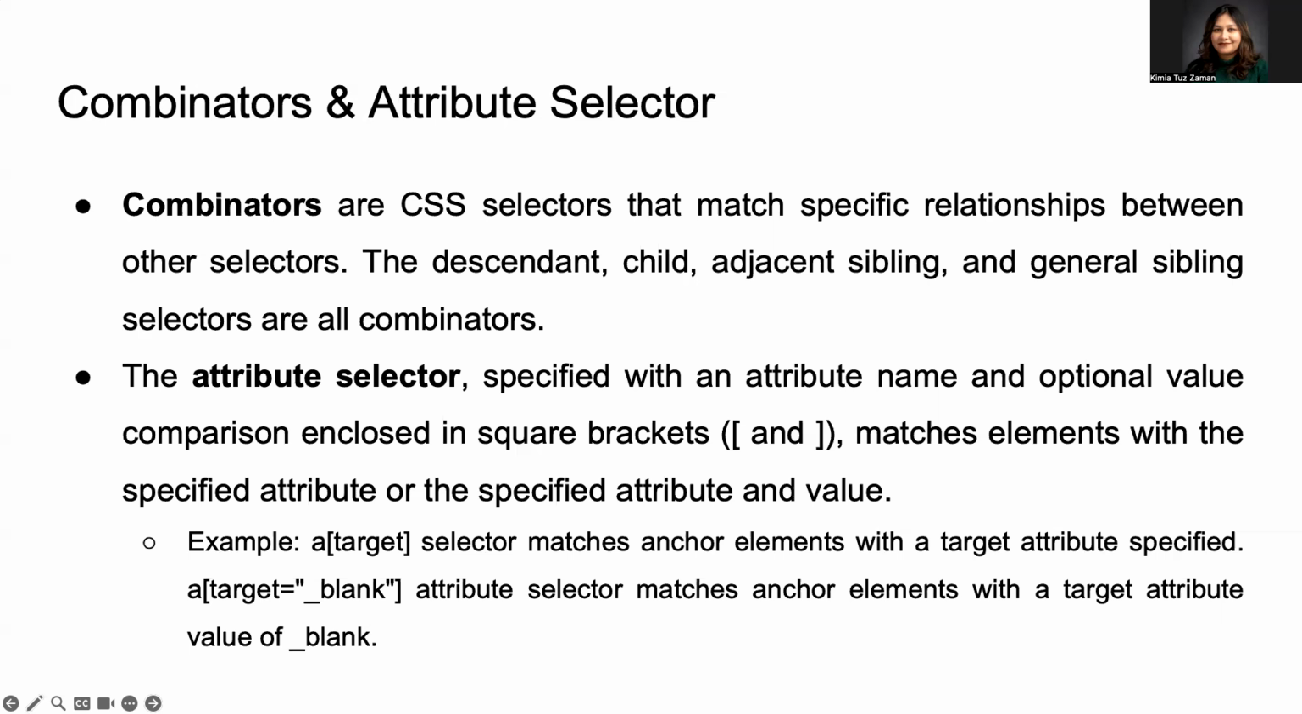Now we have the attribute selector. This lets us style elements based on their attributes. For example, a[target] will match all anchor tags that have a target attribute. If we want to be more specific, a[target=_blank] will only match links that open in a new tab. So combinators describe relationships between elements while the attribute selectors focus on element attributes and their values.